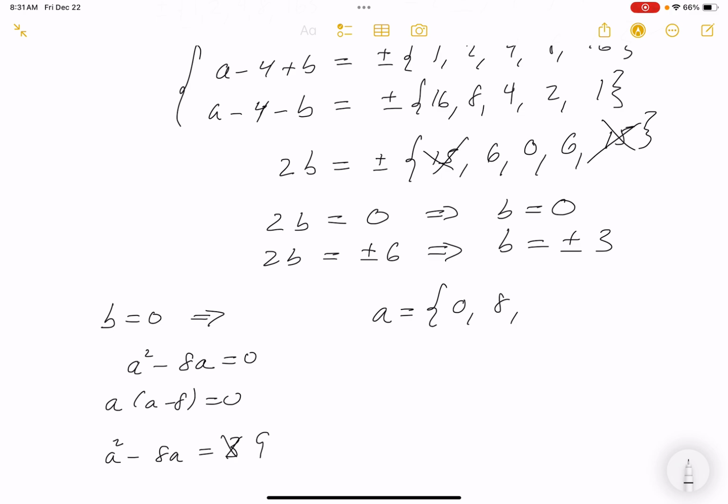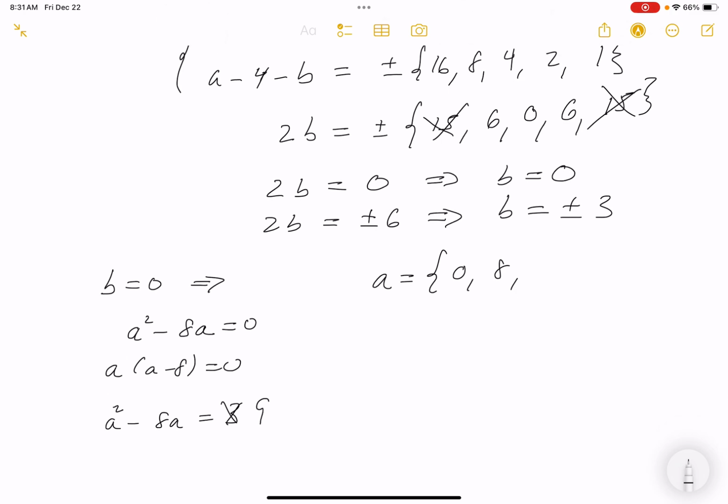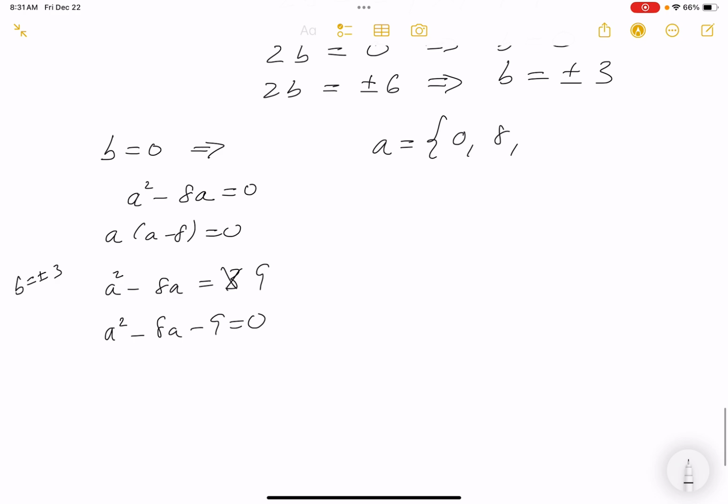You know what? That's plus or minus 3. So I could just say B is plus or minus 3. It's going to work out this over here. Let's see what this gives us. A squared minus 8A minus 9 equals 0. Let's factor it. You get A and A. Let's see, you get 9 and 1, right? And let's see, minus 9 plus 1.